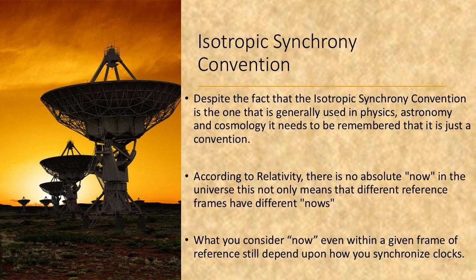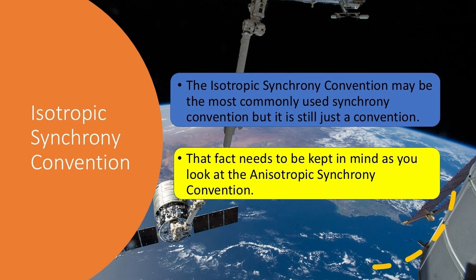Despite the fact that the Isotropic Synchrony Convention is the one that is generally used in physics, astronomy, and cosmology, it needs to be remembered that it is just a convention. According to relativity, there is no absolute now in the universe. This not only means that different reference frames have different nows, but what you consider now, even within a given reference frame, still depends upon how you synchronize clocks. The Isotropic Synchrony Convention may be the most commonly used synchrony convention, but it is still just a convention. That fact needs to be kept in mind as you look at the Anisotropic Synchrony Convention.